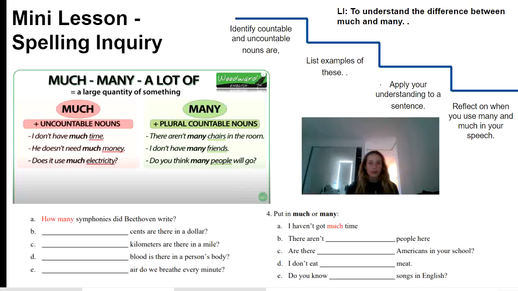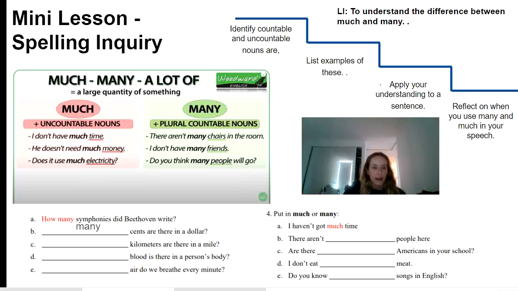Okay, so some examples are there aren't many chairs in the room. I don't have many friends. Do you think many people will go? Okay, so now that we've had a bit of a discussion around what much and many are, let's have a look if you can have an educated guess at which one is the correct word to use in the following sentences. So, how many cents are there in $1?